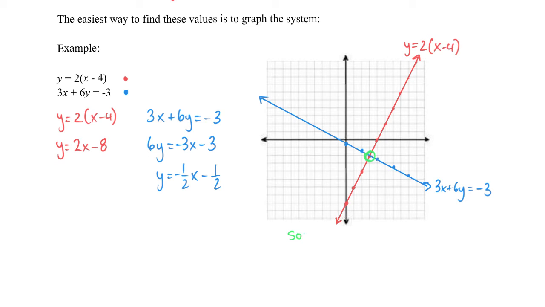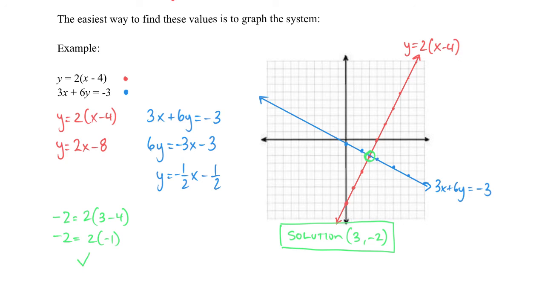So make sure that you write that down, what the coordinates are. Those coordinates are 3, negative 2. Make sure you write that down. And now let me just prove to you quickly that that actually works. So I could actually plug in, I'm going to go to the first equation. I'm going to plug in negative 2 for y. I'm going to plug in 3 for x. And I get negative 2 equals 2 times negative 1, and that's a check.